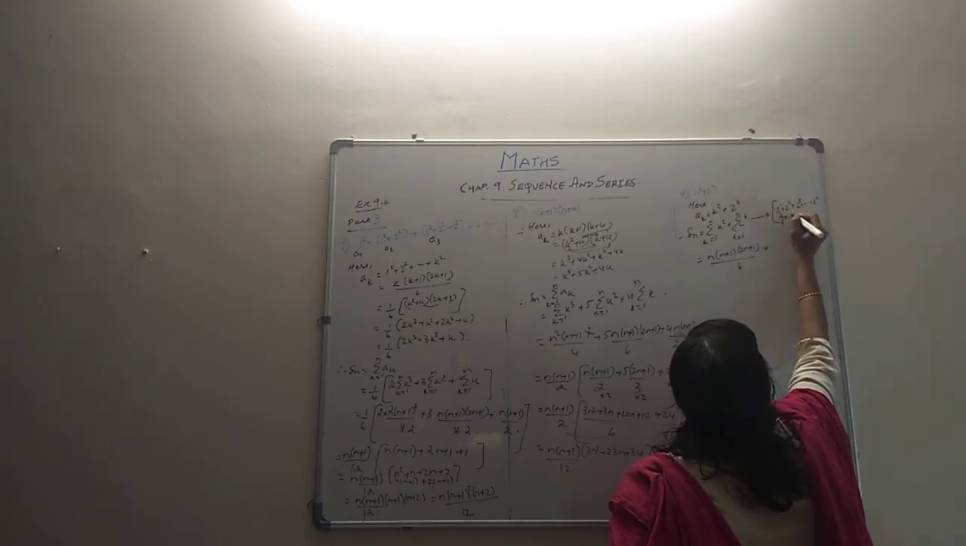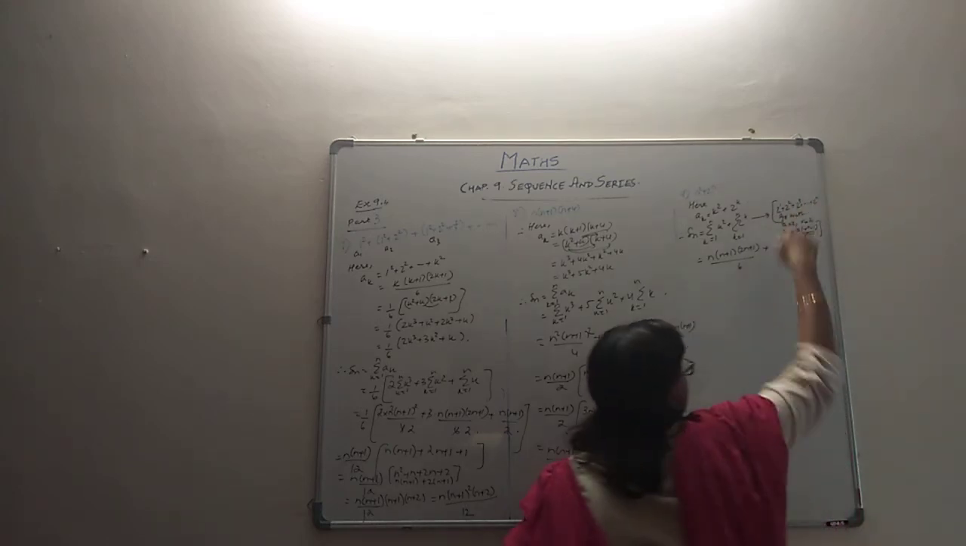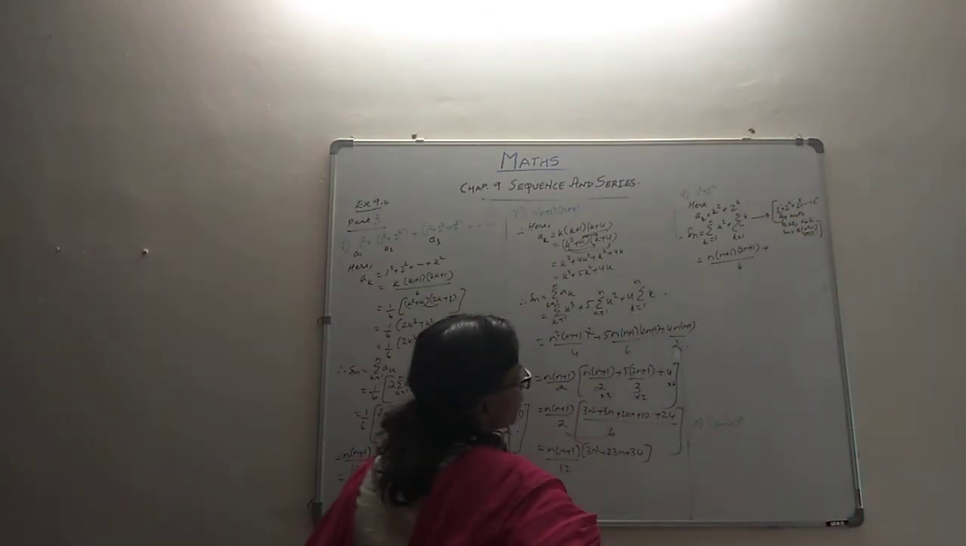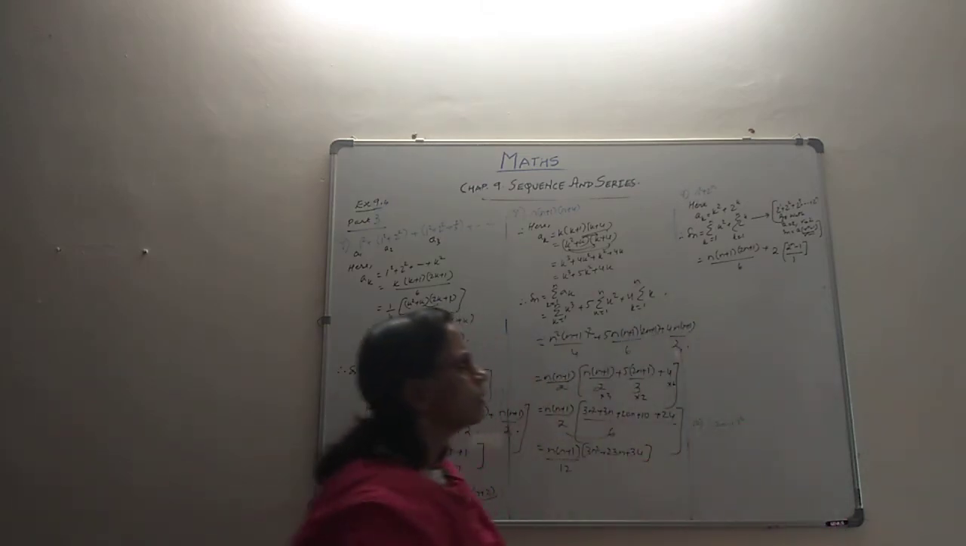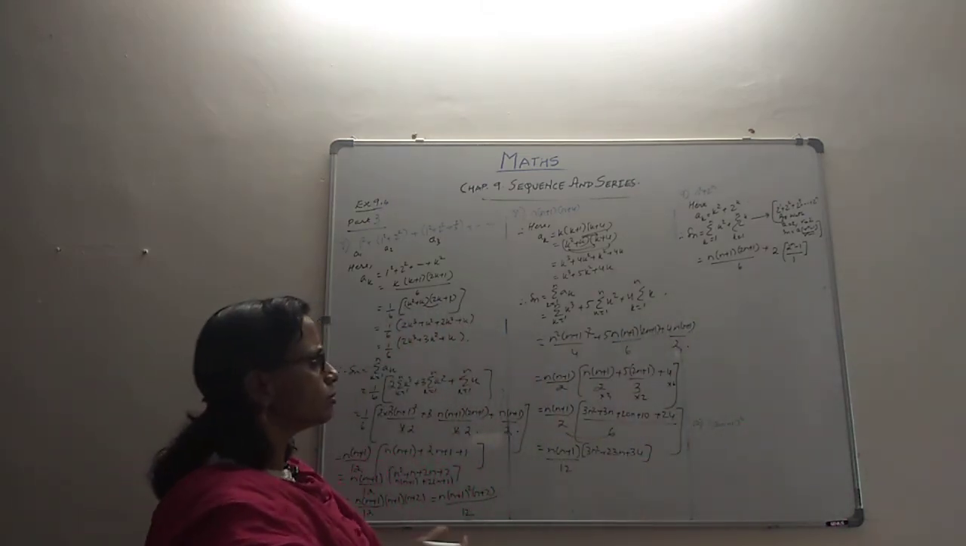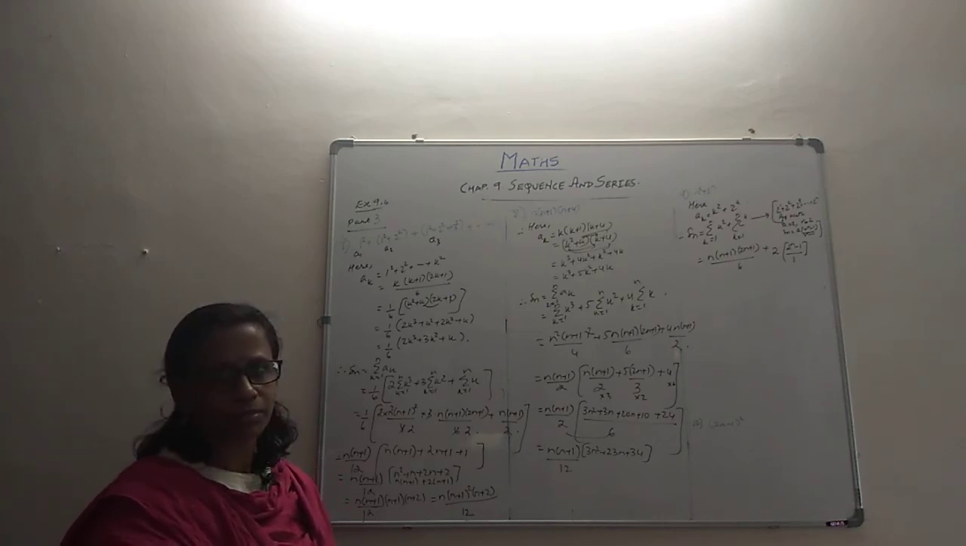It's a GP with a as 2, r as 2, and Sn therefore will be a into r raised to n minus 1 by r minus 1. So with so much detail we can do it. A for us is 2, r for us is 2, so 2 raised to n minus 1 by 2 minus 1, it's 1. So that's all. What further can we do, right? Can't do much. We'll leave it like that. So that is your sum to n terms there.